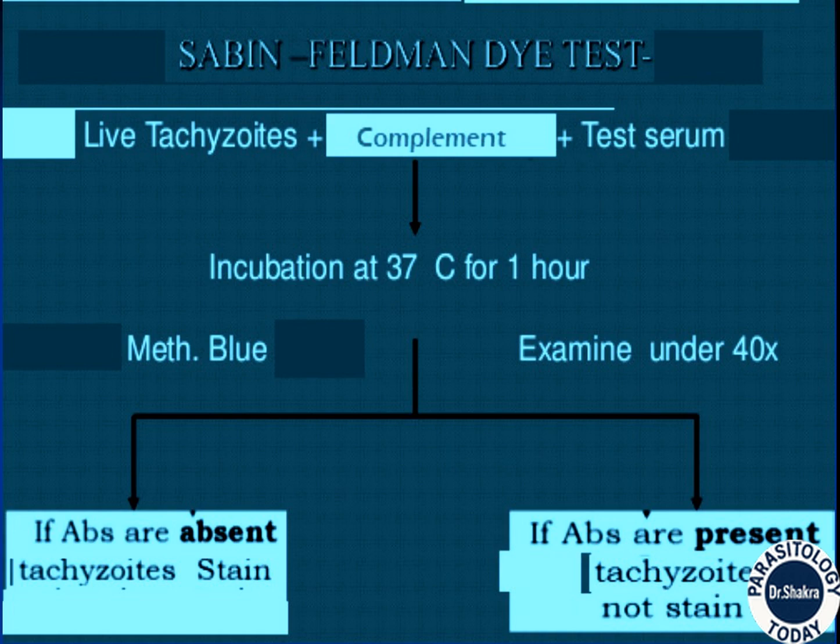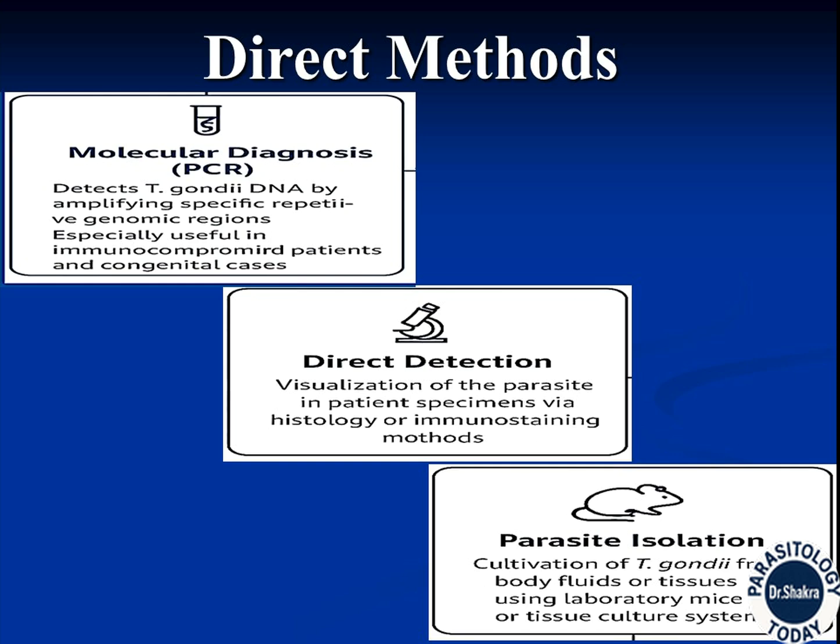Direct detection methods. Now, let's shift to direct detection. These are crucial in immunocompromised and congenital cases, where antibody responses may be absent or misleading. Molecular diagnosis, PCR. This is now the gold standard for direct detection in many settings.